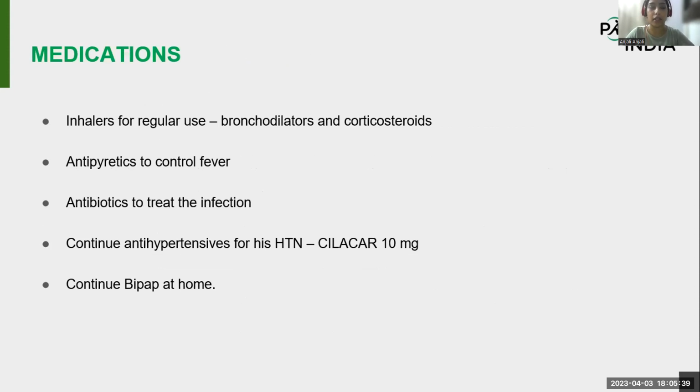Regarding medications, he was advised inhalers for regular use, bronchodilators and corticosteroids. Antibiotics were given to treat his infection and fever, and he was already on antihypertensives, and he was advised again to continue BiPAP at home.